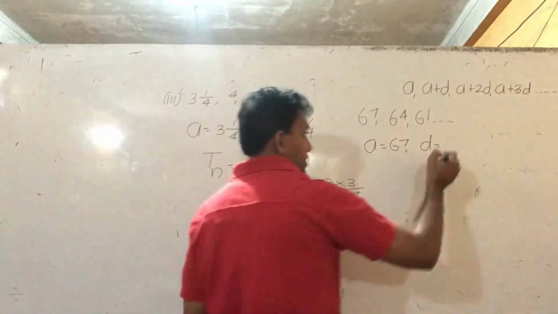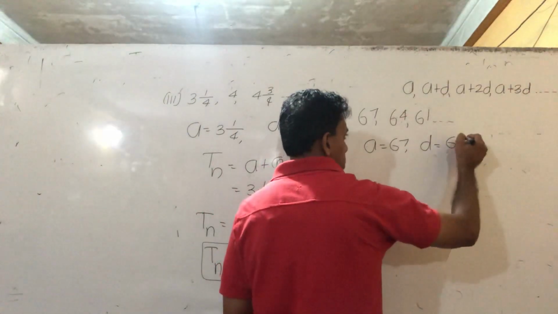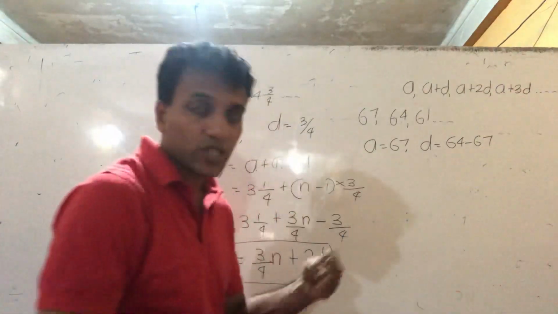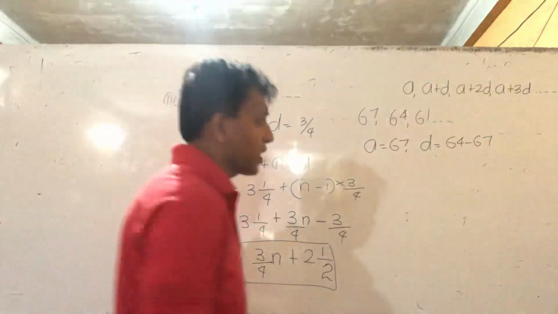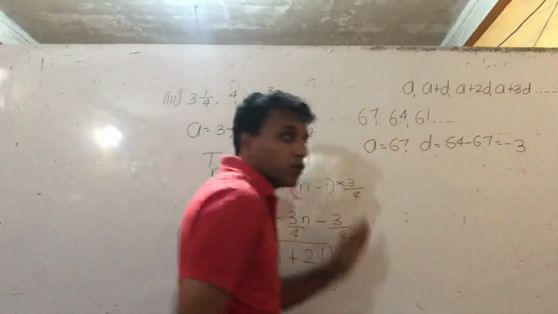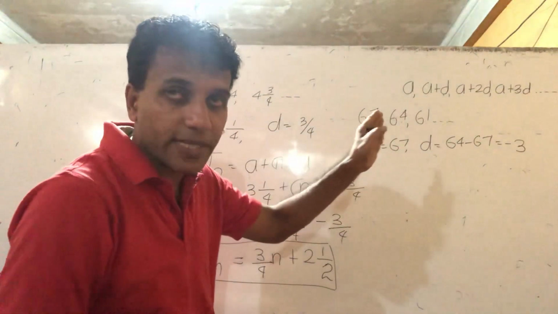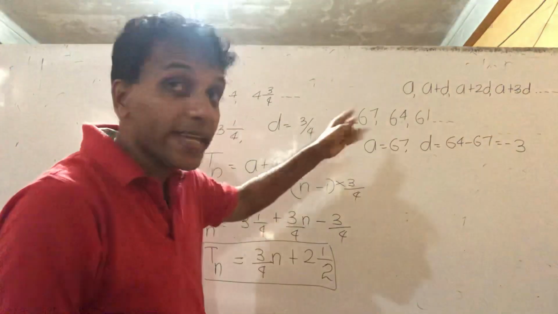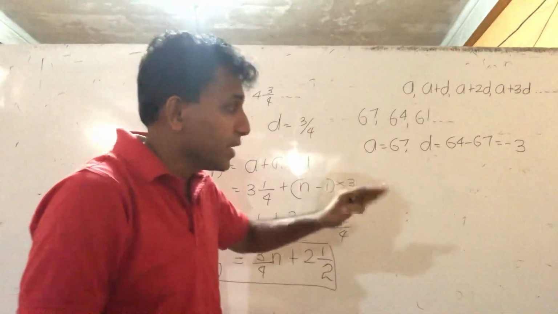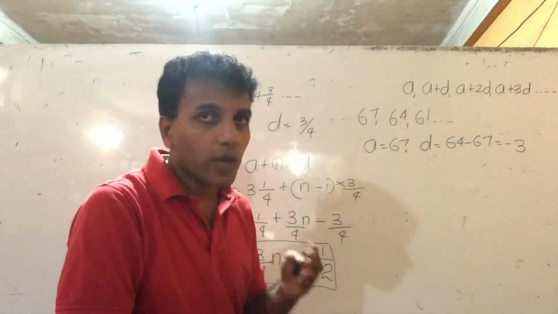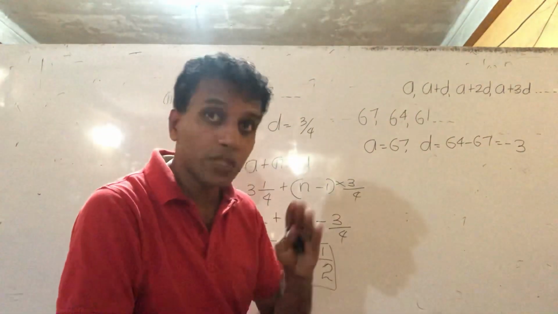How is that found? Take 64 subtract 67. The successive difference is called the common difference. So what is that? Minus 3. It is a decreasing series. Added by minus 3 or reduced by 3, right? The series increased by minus 3 or we call it reduced by positive 3.